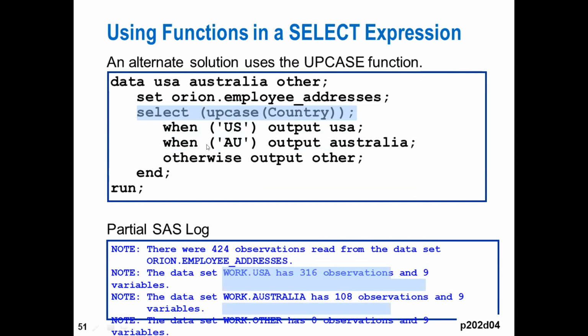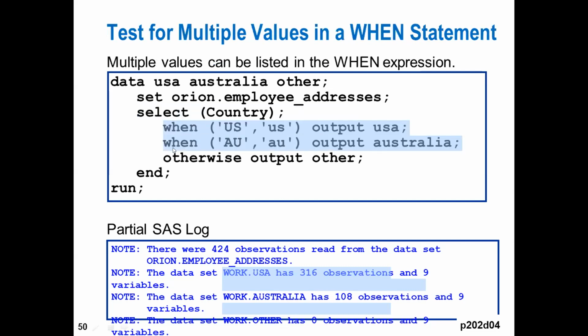Here we are giving the statement upcase, but anyways it's already in capital letters, right? USA, AU. Then why are you giving upcase? Because in our data we also do have small case AU, right?